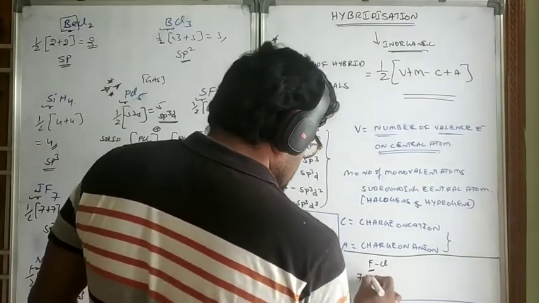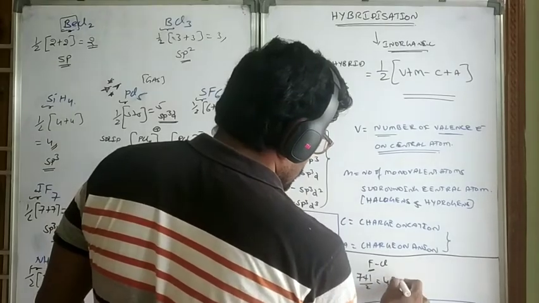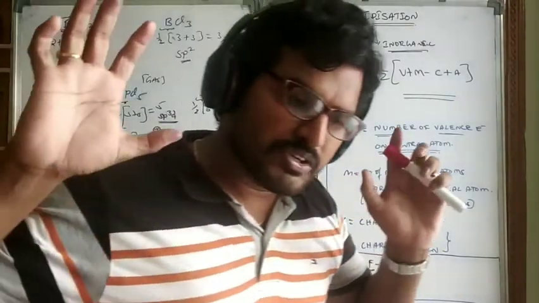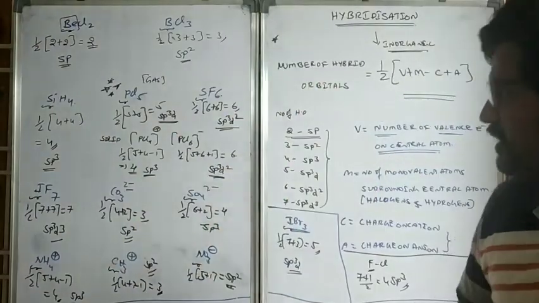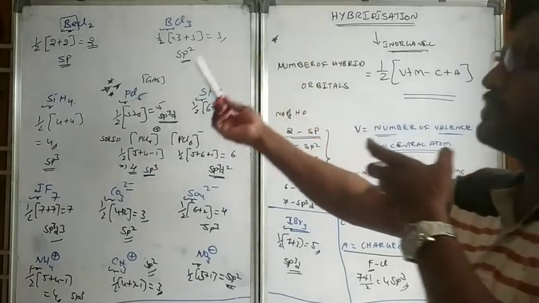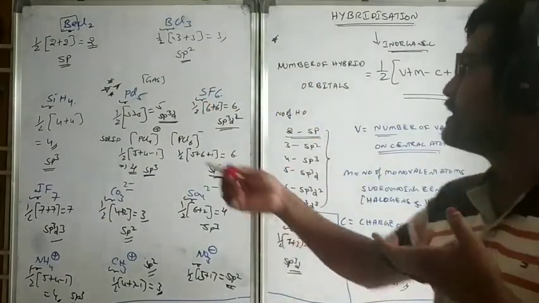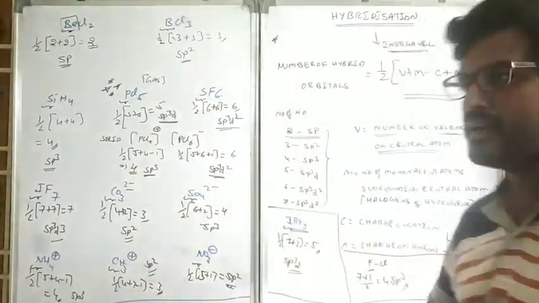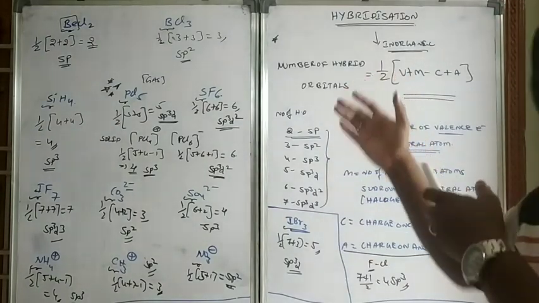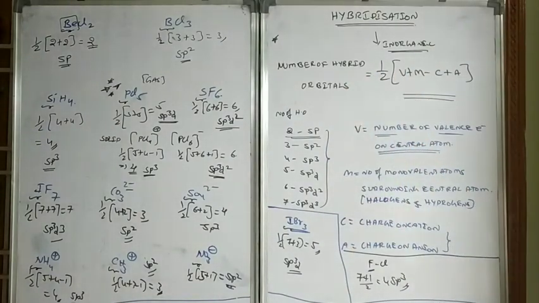FCl means 7 plus 1 by 2, 4. So it will be sp3 hybridization. Like that, let them give you any compound from any corner based on inorganic chemistry. Let them give you ions, let them give you substances. You can use the formula half into V plus M minus C plus A. You can easily identify the hybridization of the particular molecule.